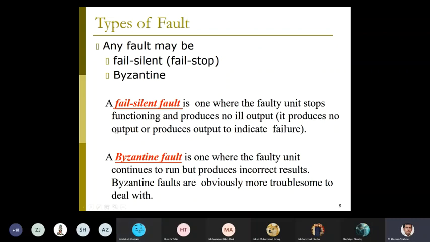Okay. So fail-silent is a fault where a faulty unit stops functioning and produces no ill output. Okay, so it cannot corrupt the data. The system is failed and it doesn't participate in output. So in this way this is maybe preferable. Okay, but in a Byzantine fault, the system unit continues to work but with incorrect results. So we can say that Byzantine faults are obviously more troublesome to deal with.